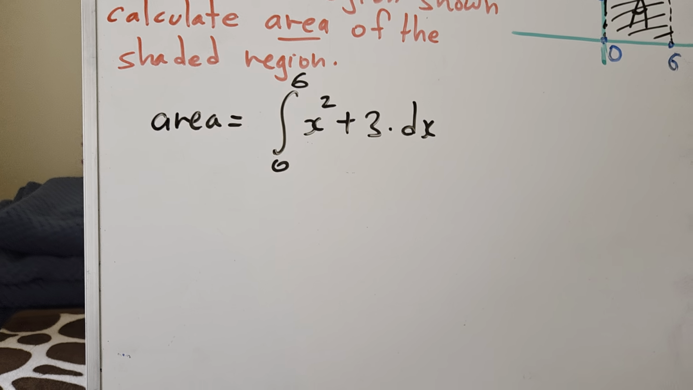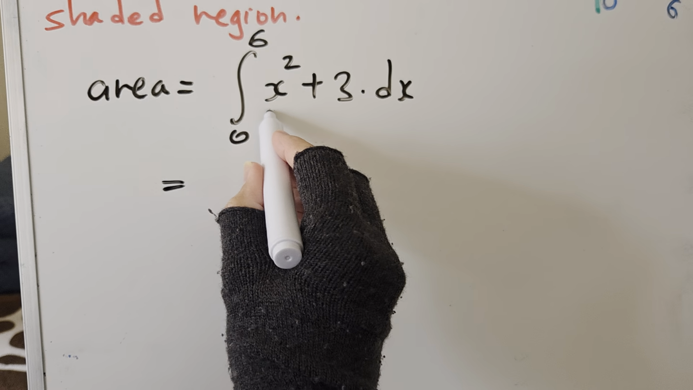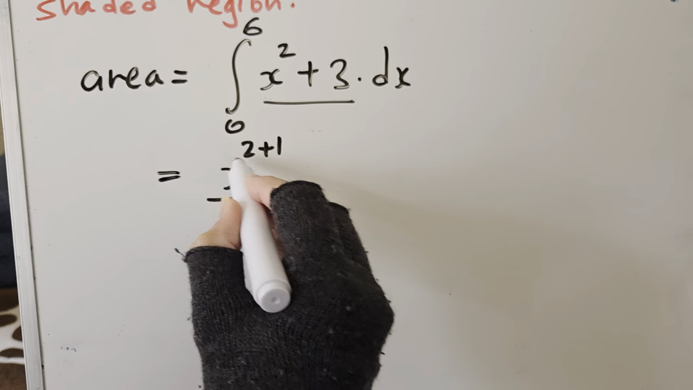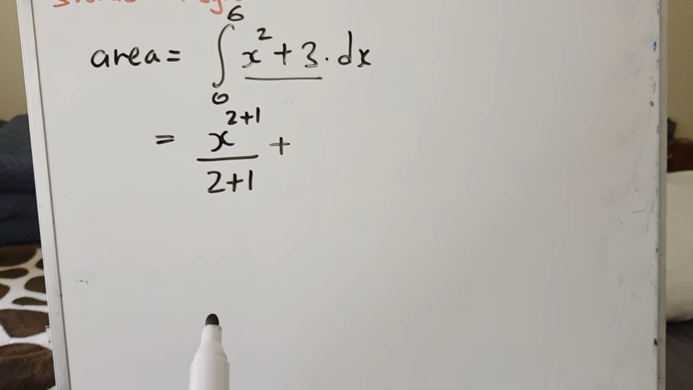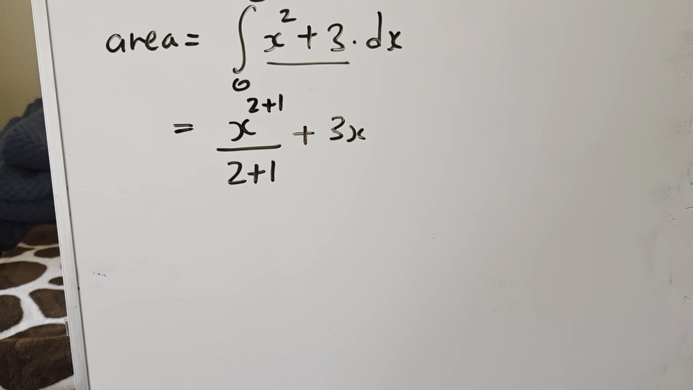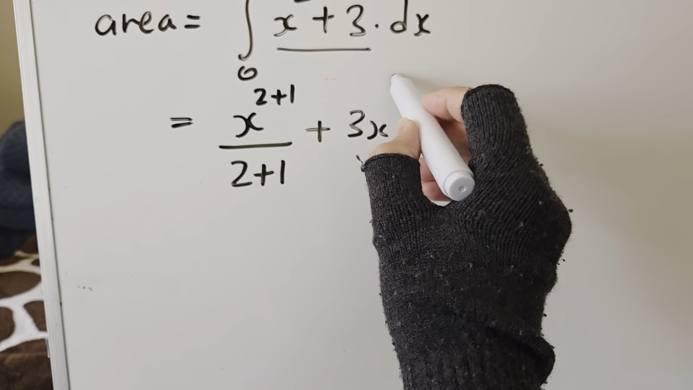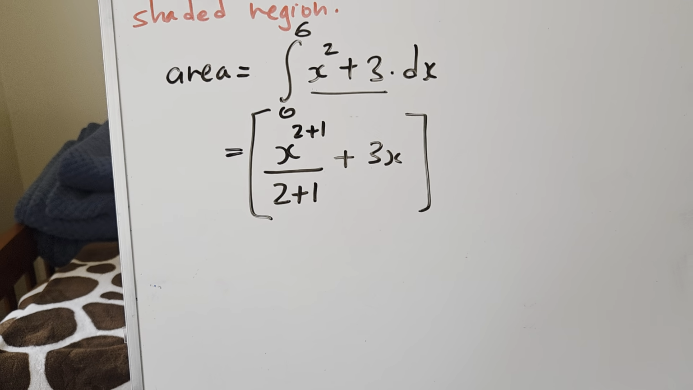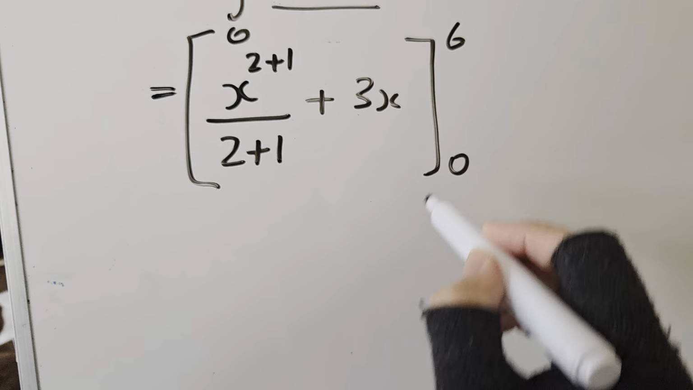So let's start integrating. The area I will be given by, when we integrate this function, the power becomes 2 plus 1, and 2 plus 1 you write over here in the denominator. The constant becomes constant times x, 3 becomes 3x. We don't need to write the plus c because that will cancel out when we apply the upper limit and the lower limit. So we don't write the plus c over here in this question regarding the area under the curve. Upper limit 6, lower limit 0.